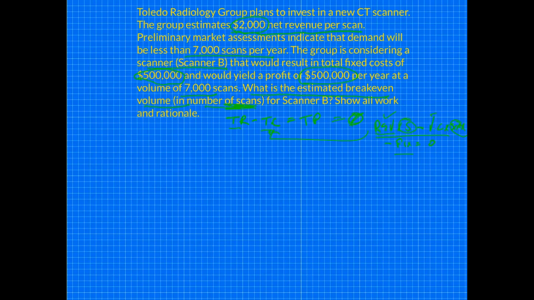Do we know variable cost per scan? Let's see, we've got total fixed cost, okay, check. We got that one down. But we don't know our variable costs. So it's really kind of similar to the last problem. We're going to find out what those variable costs are per scan, then go back and solve for a 0 profit equation. All right, so let's see what that looks like.